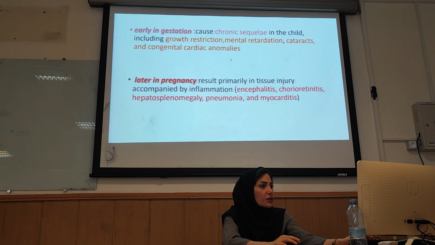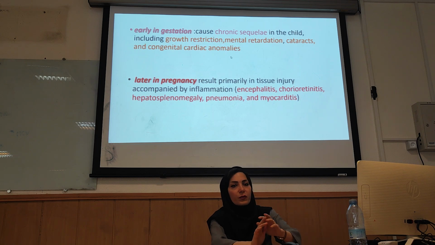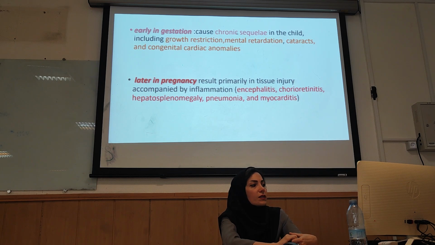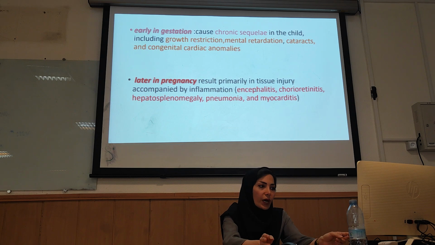If these infections are present in early gestation, they cause chronic sequelae in the child, for example, cataracts or mental retardation, growth restriction, or congenital cardiac anomalies. But if these infections are present later in pregnancy, they result primarily in tissue injury accompanied by inflammation, such as encephalitis, pneumonitis, myocarditis, and so on.